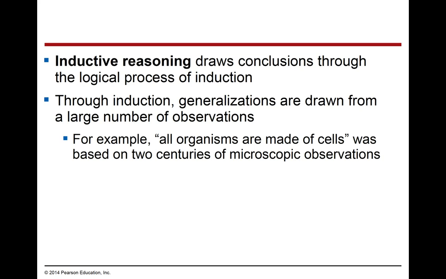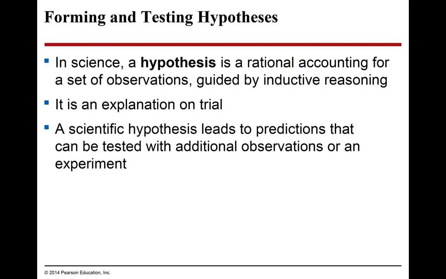So for example, all organisms are made of cells was based on two centuries. It's a long time of microscopic observations. Okay. In science, you have a hypothesis. It's a rationalization basically that's accounting for a set of observations. So you see something happening and you make an educated guess. It's based on what your observations are, right? So it's an explanation that is on trial. So you have to test a hypothesis in order to determine if it is supported or not supported by the data that you gather. So a scientific hypothesis leads to predictions that can be tested with additional observations and experimentation.